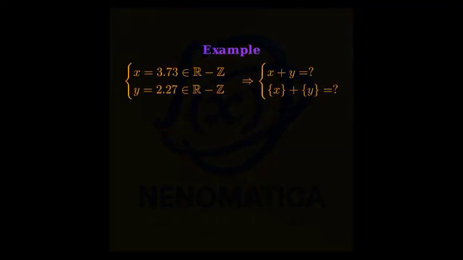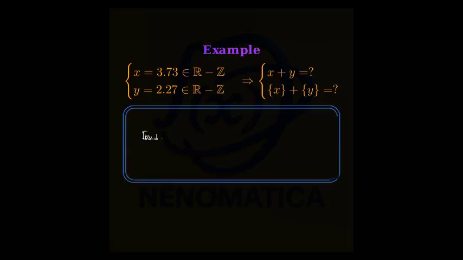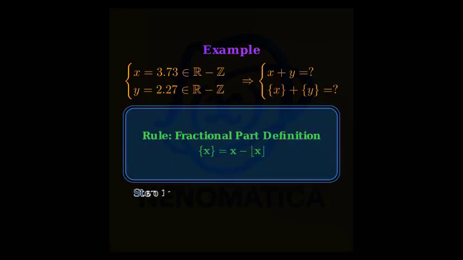We will solve a fractional part and floor function example following the exact 3-step algorithm shown, and we will highlight every change clearly as we go along. First, we display the example and the problem statement. Step 1. Identify the fractional parts. We recall the definition. Then we compute the fractional parts of x and y.